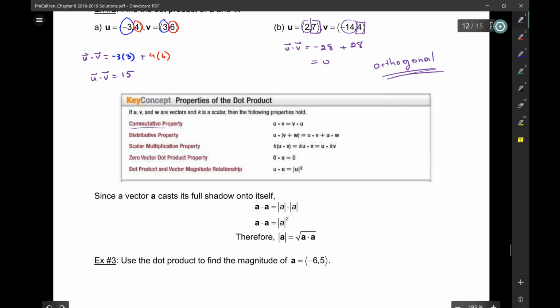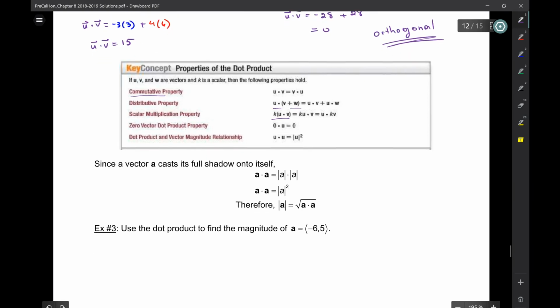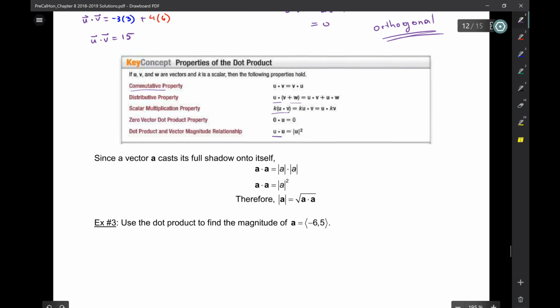Dot product is commutative, and you can use the distributive property on the dot product. Scalar multiplication works just like we know. Here, if you do U dot U, it's just the magnitude of U squared.